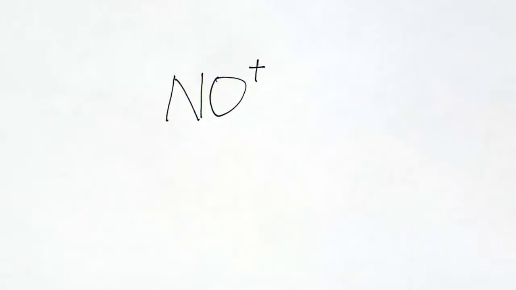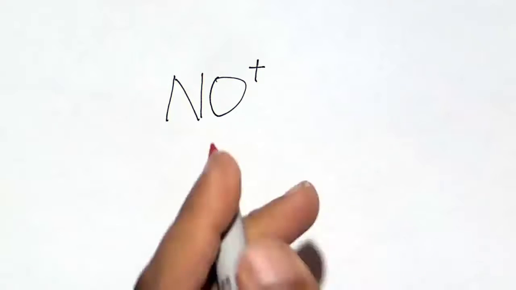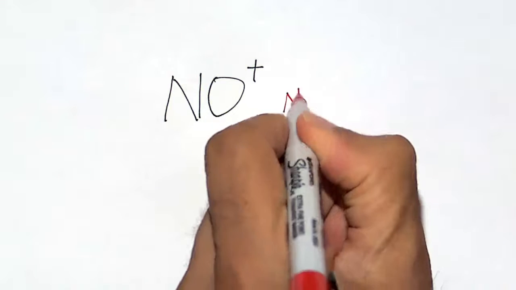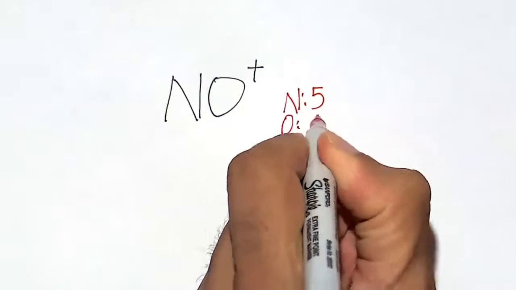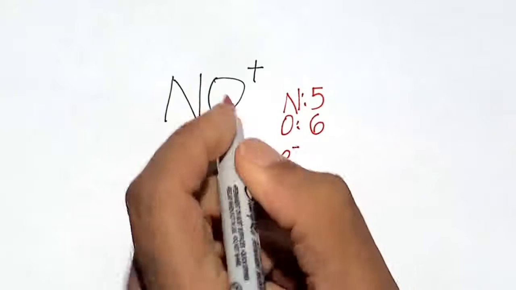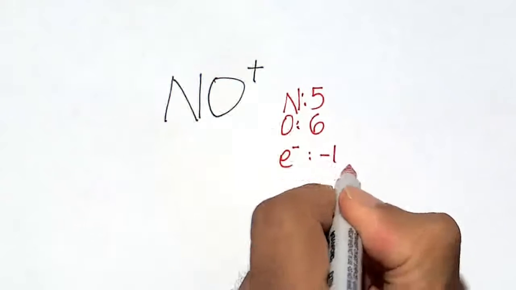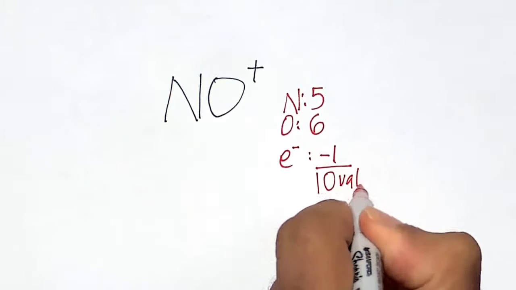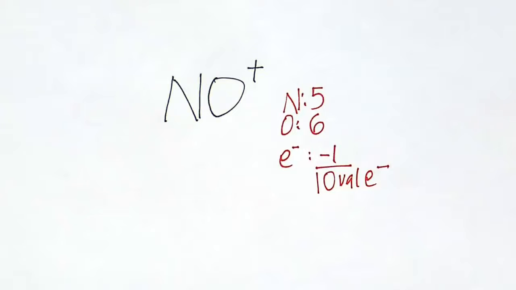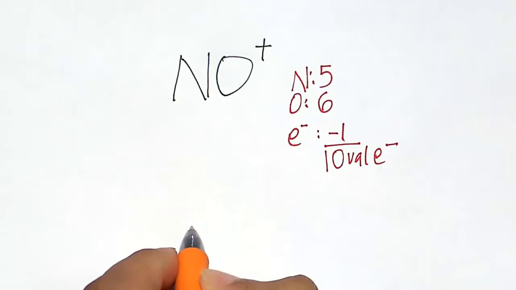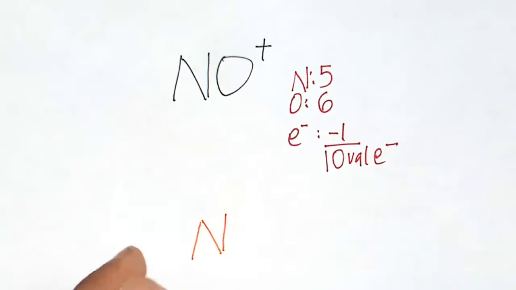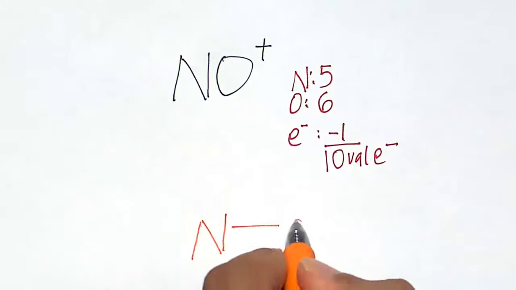Finally, let's look at NO+, this cation. So the plus means that we've lost an electron. Nitrogen is happy at 5. Oxygen is happy at 6. The plus sign, as I stated before, means we've lost an electron. So 5 plus 6 minus 1. Our goal is to get 10 valence electrons around the NO+ molecule. The way we'll construct this molecule is we'll have an N, and we'll have a single bond to an oxygen.